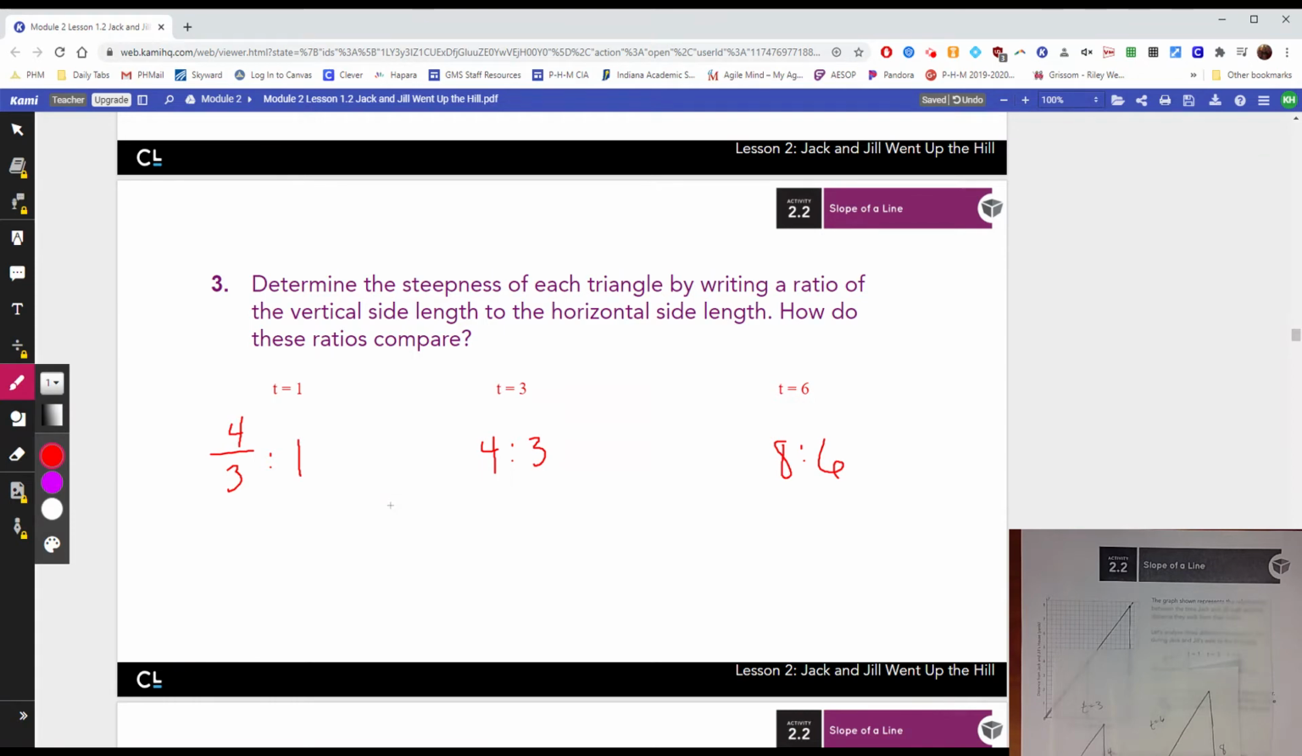It also asks, how do these ratios compare? At least for these two, it's fairly obvious. This one, maybe not as obvious, but these ratios are all equivalent. If we were to simplify them down, or if we were to find the unit rate, we would find that all of them were the same. So the ratios are equivalent.